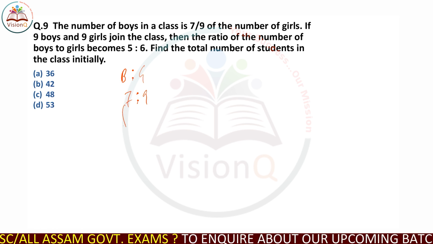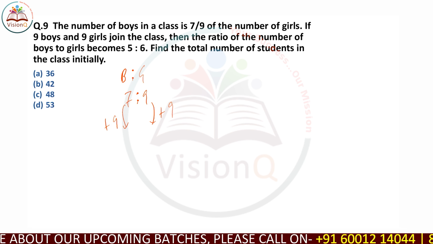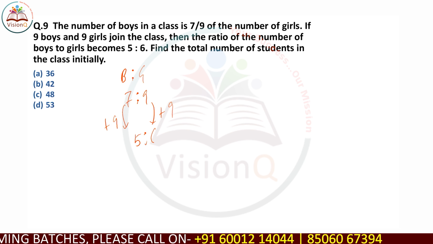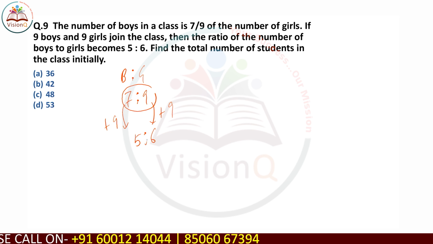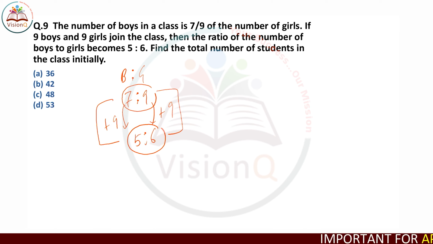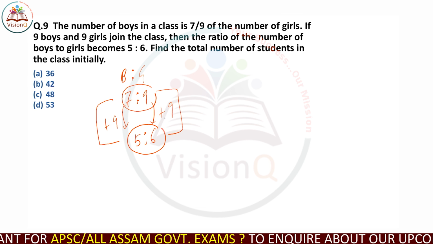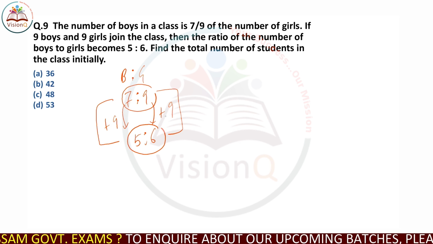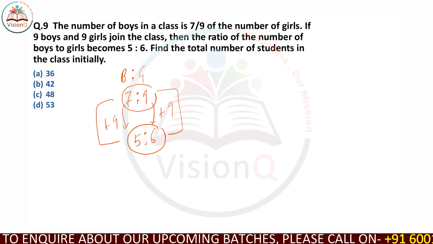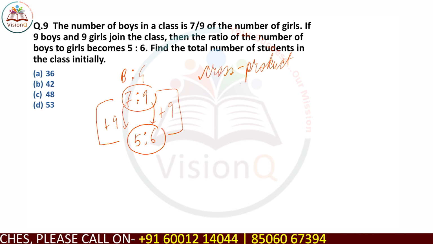When 9 boys joined the class and 9 girls also joined the class, the same ratio of boys to girls becomes what? 5:6. So here you are given two ratios. You are given two different ratios, and this gap is given. This gap is +9 for boys, and this gap is again +9 for girls. So whenever in questions of ratio you are given two different ratios and their vertical gap or difference is given, you can apply a very important method, known as the cross product method, to solve the questions without using x.